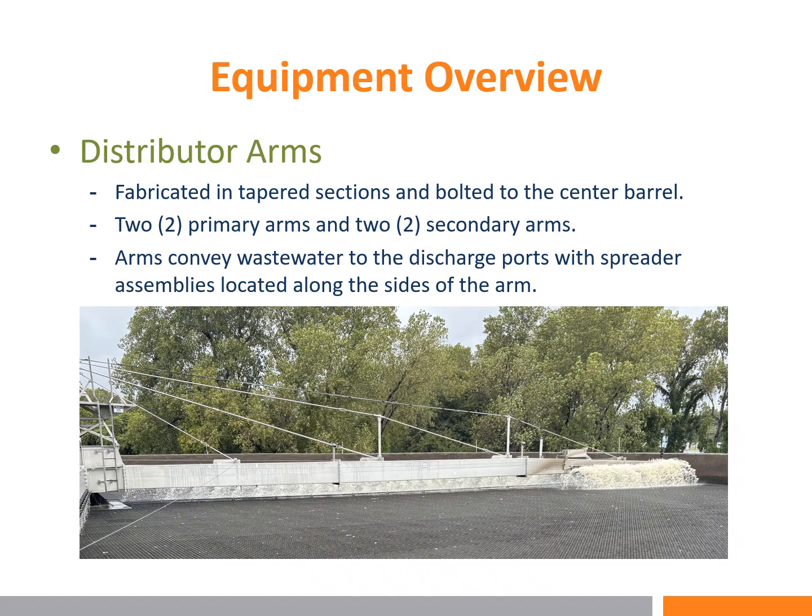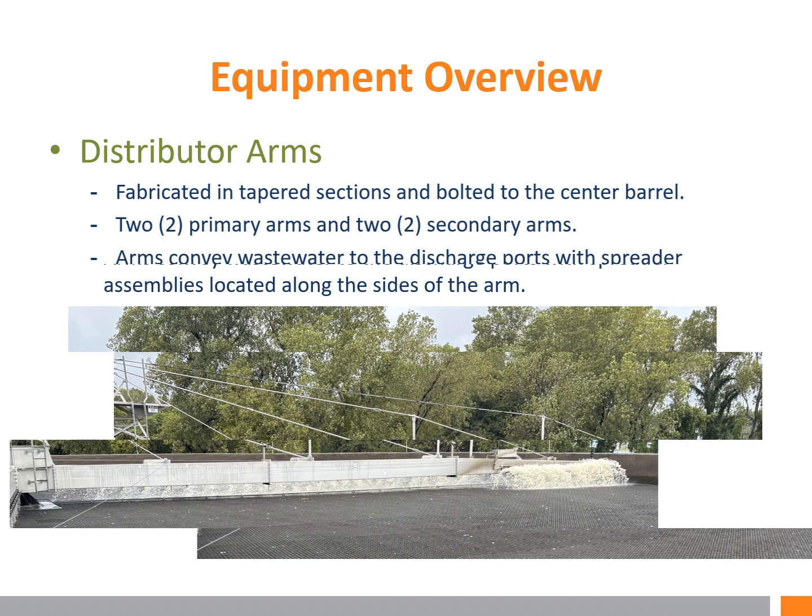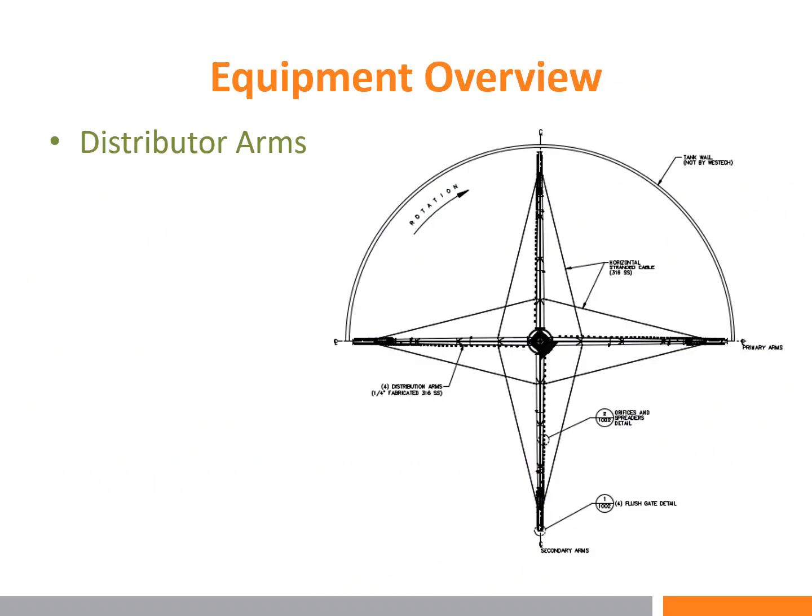At low flow, you will most likely see only water coming out of the two primary arms. As flow increases, eventually it will go over an internal weir and then flow out the secondary arms. So in observation, at times you will only see flow out of two arms, and then as flow increases, it will be out of all four arms. Proper rotation of the rotary distributor is clockwise, as shown by this directional arrow here.